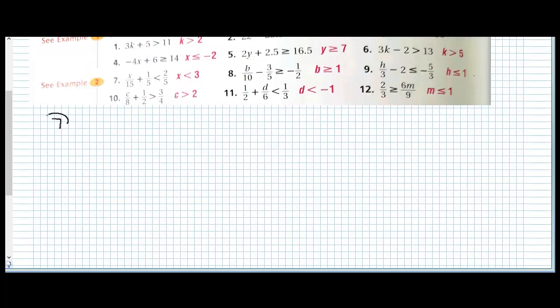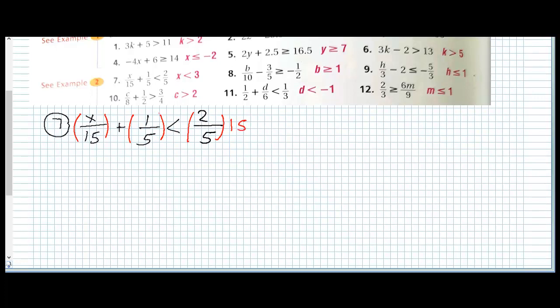Question 7. We have x over 15 plus 1 over 5 smaller than 2 over 5. First, I want to remove all the numbers down. How will we remove them? By multiplying with the biggest number here, the greatest common factor. The greatest number here is 15.